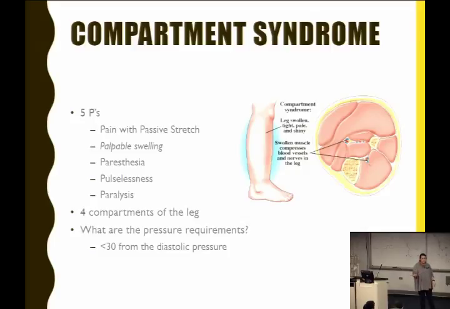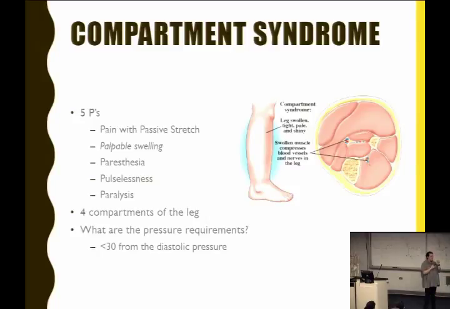Don't write down all those muscle groups. Just know there's 4 compartments and that you could have compartment syndrome in 1, 2, or all of them. If we're testing the pressure, we want to know that it is within 30 of the diastolic.